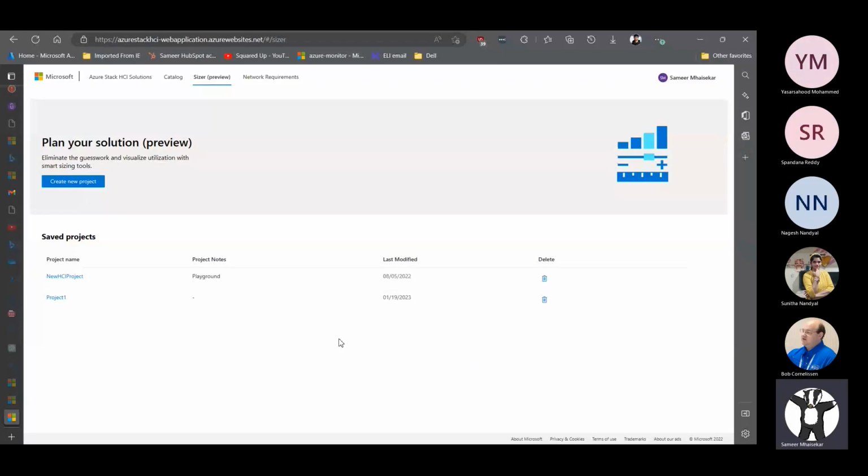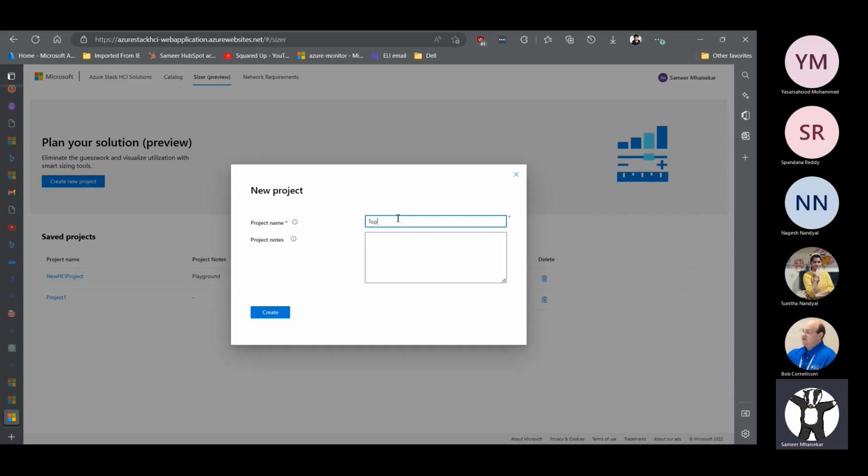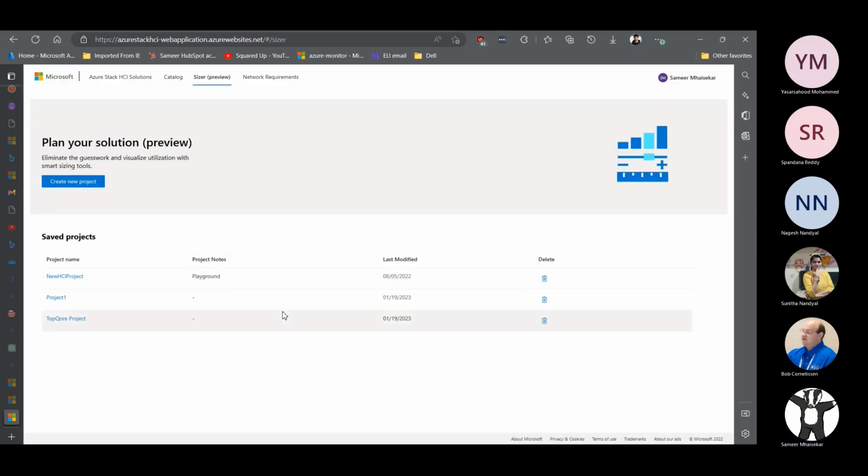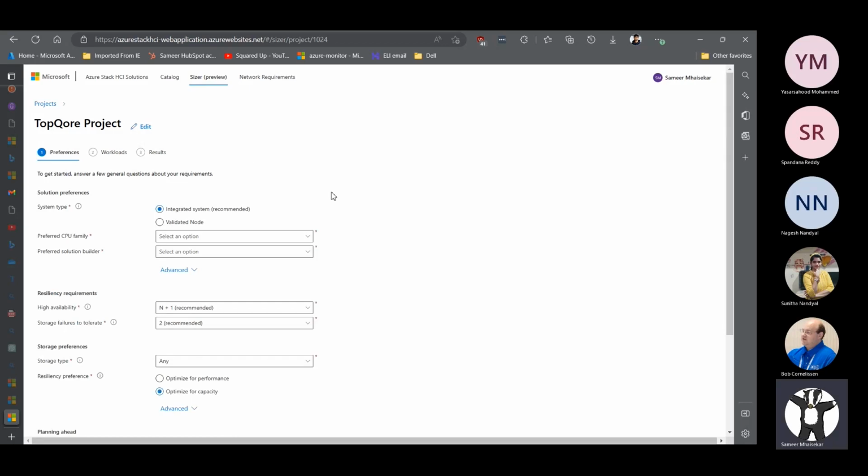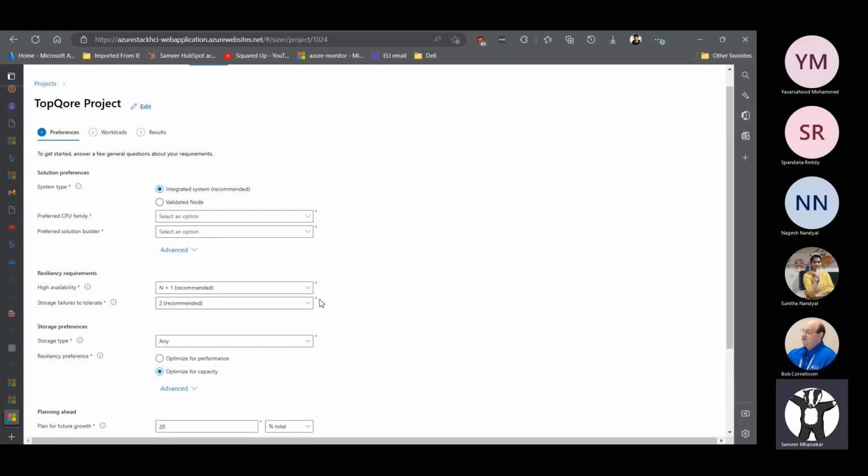Now you should be able to see a screen that says plan your solution. So all I've done is log in using my Microsoft account. I have got a couple of playground projects here, but I'll just go ahead and create a new one. Call this TopQore project, for example. I'll just create it. Now, as I open that project, you see there are some high level options that I can choose from here. I will very quickly talk through individual options because we are kind of running out of time already. And not to mention, don't fear. We will be talking about all of these features in depth in the upcoming episode. So for now, this is just a trailer, just a teaser.